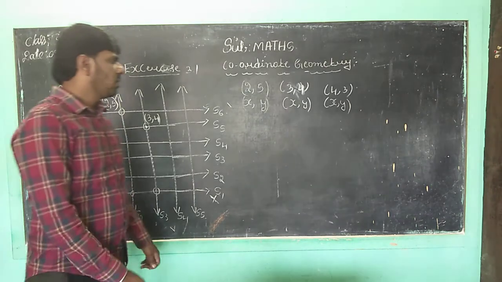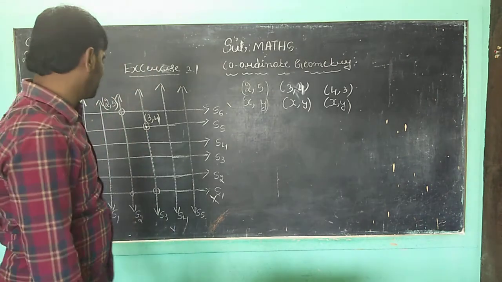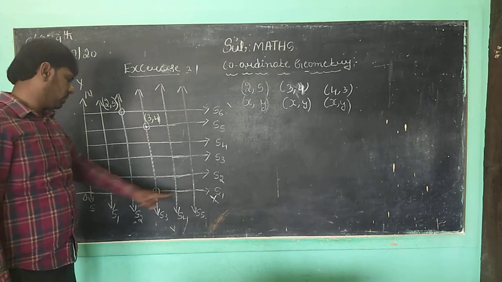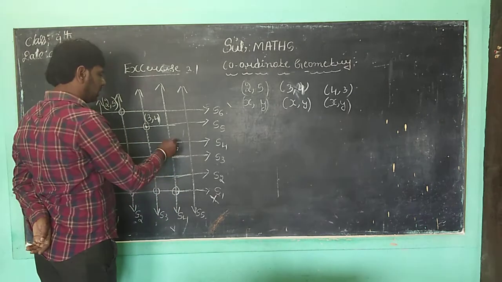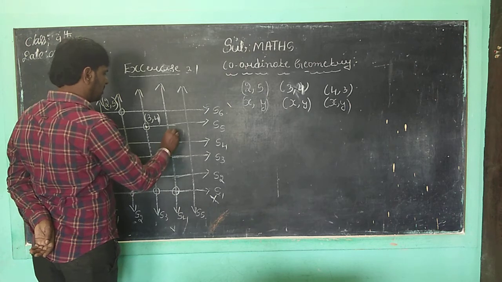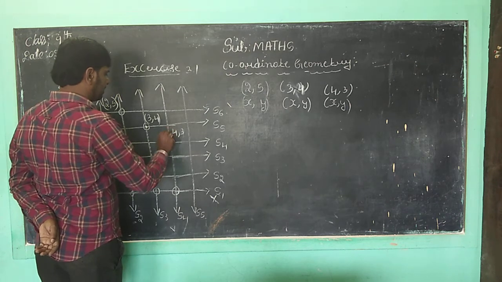Children, next x axis is 4 and y axis is 3. This is 1, 2, 3, 4. X axis is 4 and y axis is 3. 1, 2, 3. Correct, children? So this is you want to represent 4, comma 3.